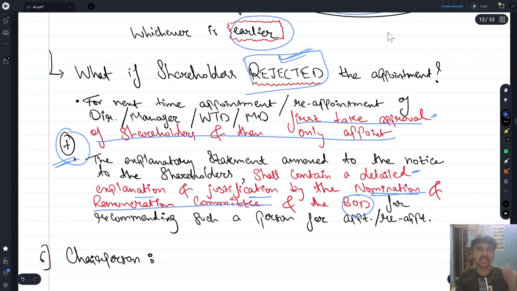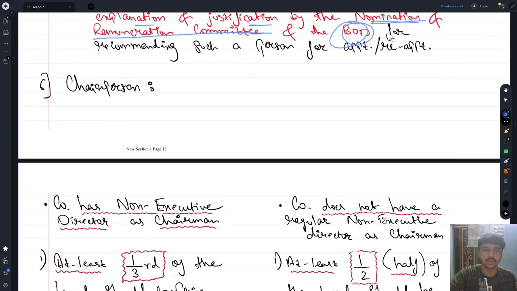But then the NRC, that is the nomination and remuneration committee, and the board of directors need to justify why we are again recommending him, why we are again appointing him, the one whom you have rejected.